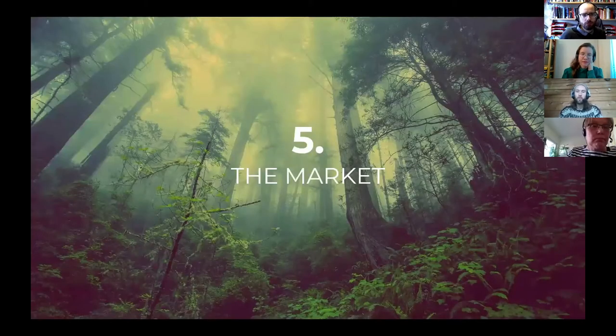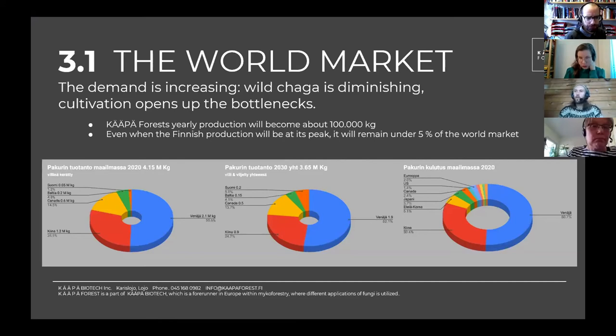Lastly, I would like to say a few words about the market of chaga. These numbers are estimates, partly based on customs and partly on big actors in the chaga business. Right now the yearly sales is around 4 to 5 million kilograms of chaga, and this amount seems to be holding steady or even rising. But because of the diminishing supply of wild chaga, the estimate is that production would slightly decrease in 10 years. And this is where cultivation comes in to open up this kind of bottleneck. It's a pretty good prospect for those who go into chaga cultivation right now.